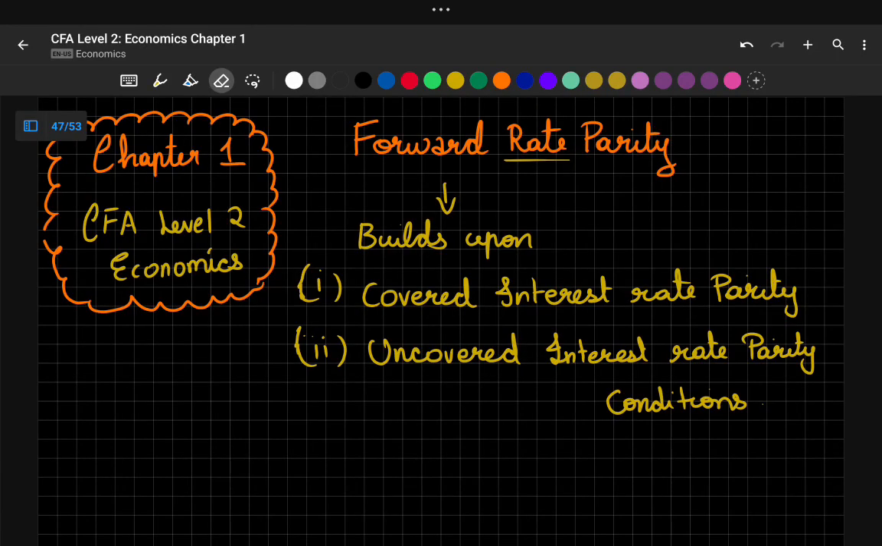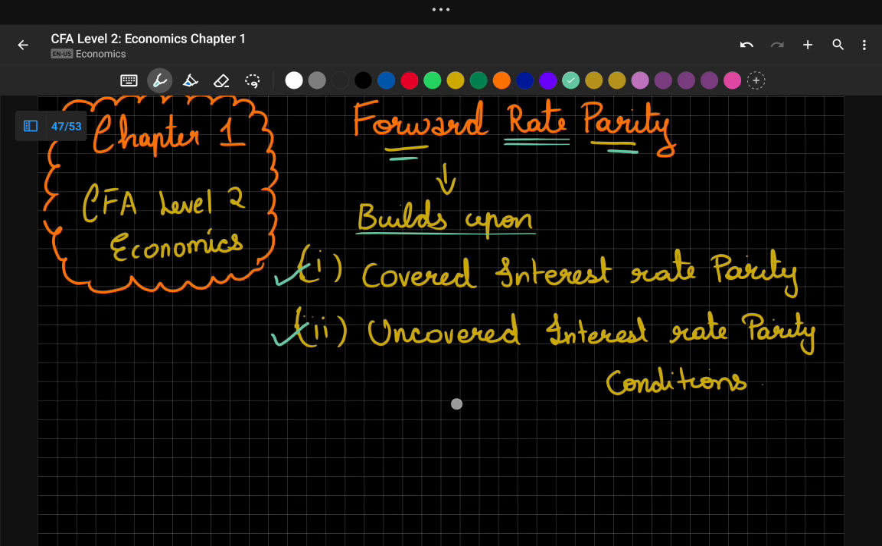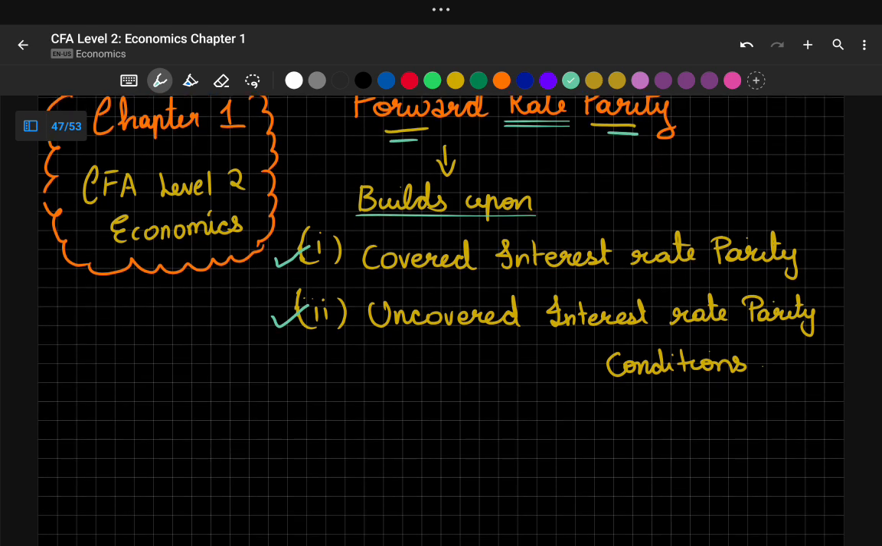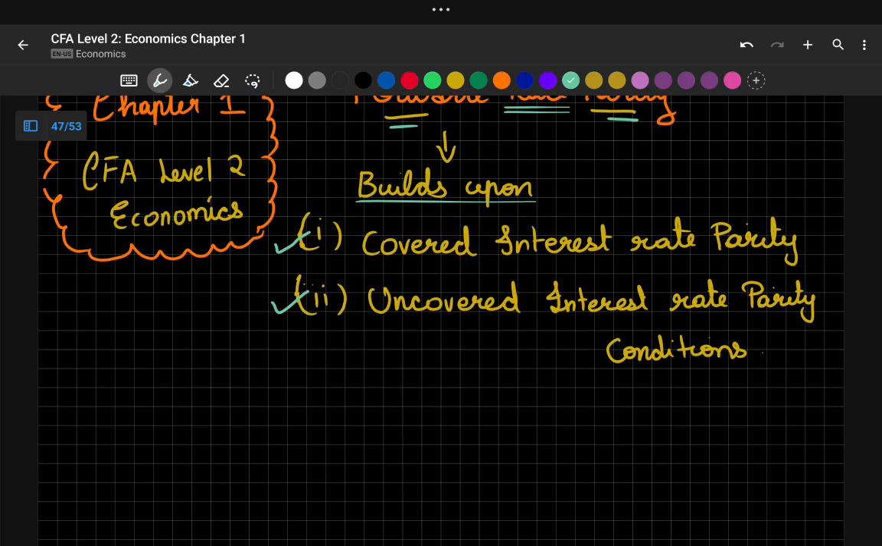Today we are going to discuss the topic of forward rate parity. This is part of CFA Level 2 Economics Chapter 1. Before learning the concept of forward rate parity, it is important that you have studied covered interest rate parity and uncovered interest rate parity, because the forward rate parity condition builds upon the concept of covered interest rate parity and uncovered interest rate parity. We have discussed both these topics in detail. I'll give the link to these topics in the description. Please do watch them before watching this video.